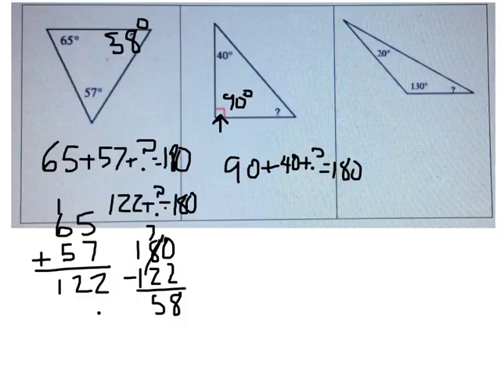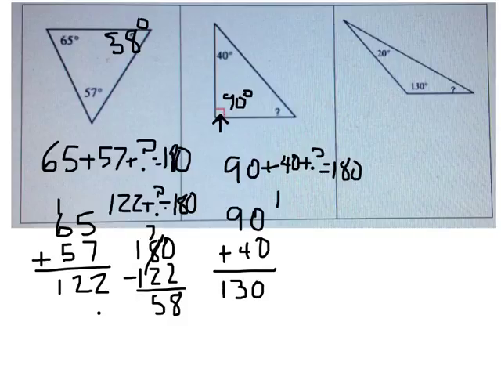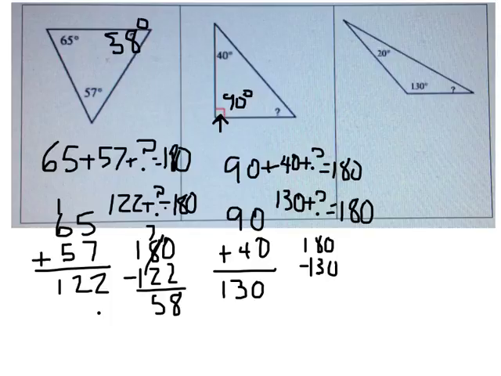The first thing I need to do is combine 90 and 40. What's 90 plus 40? 90 plus 40 is 130. So I know that 130 plus my missing angle equals 180 degrees. Now I need to subtract 180 minus 130 to find my missing angle. What's 180 minus 130? It's 50. So the missing angle is 50 degrees.